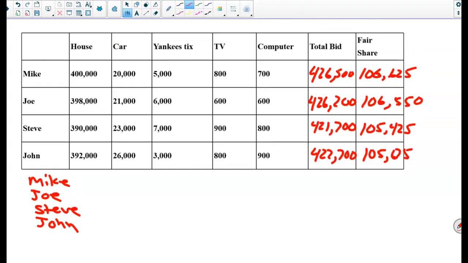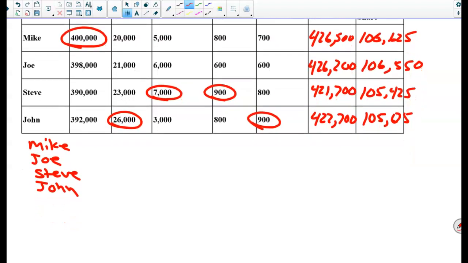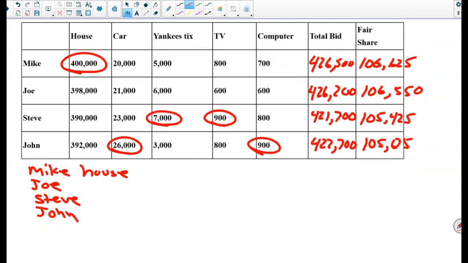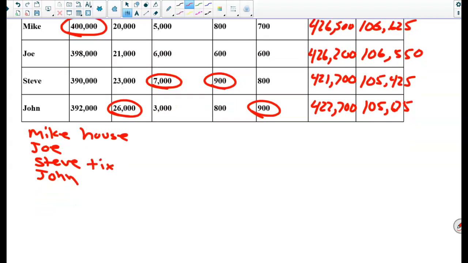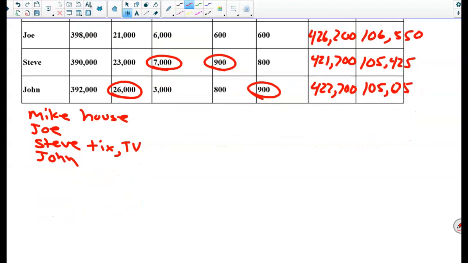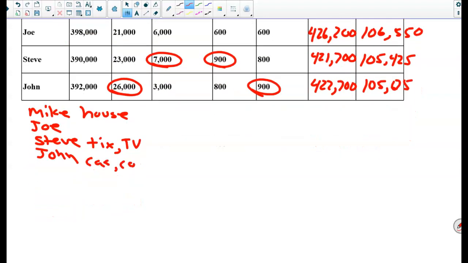In terms of my items, now we go to the highest bid, 400,000 here, 26,000 here, 7,000 here, 900 here, and 900 here. And I'm going to give those items away. So Mike gets the house. Joe doesn't get anything. Steve gets the Yankee tickets and the TV. John gets the car and the computer. And once again, I'm going to give these items away.